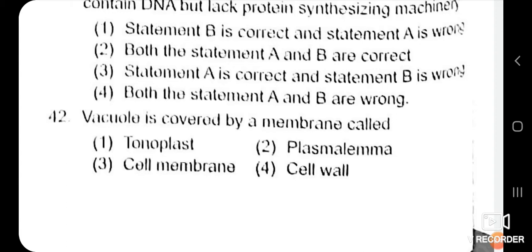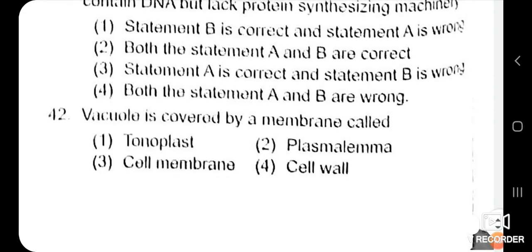Vacuole. A vacuole is covered by a membrane called. Vacuole is a membrane bound cell organelle which is covered by a membrane and the name of that membrane is tonoplast. Plasmalemma, another name is plasma membrane. Cell membrane is also the name of the plasma membrane. Cell wall is different. So, tonoplast is a membrane which is found around the vacuole.